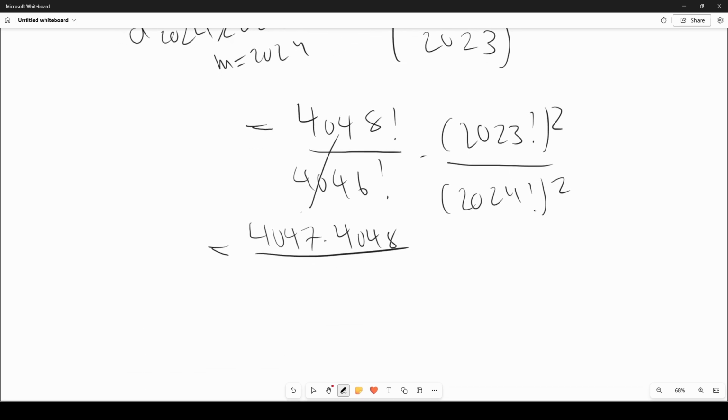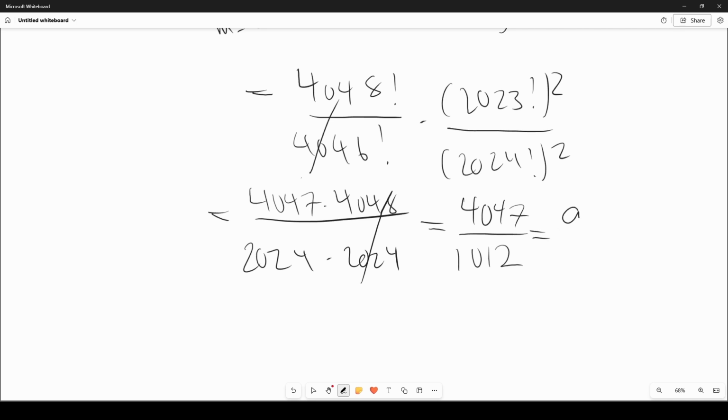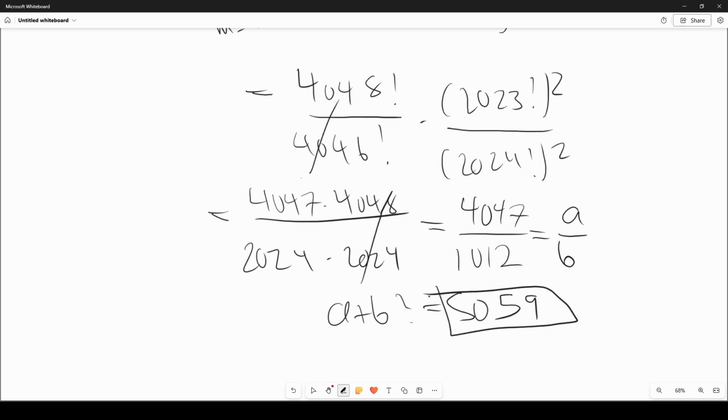And the other term cancels out nicely because 2024 factorial is just 2024 times 2023 factorial. So we just get two terms of 2024 in the denominator here. This has an extra term of 2, which cancels out with this to get 1012. So you get 4047 over 1012. And this is finally in a reduced form. And the question asks for this being a over b, and it asks what a plus b is. In this case, that is 5059. And that is the correct answer.